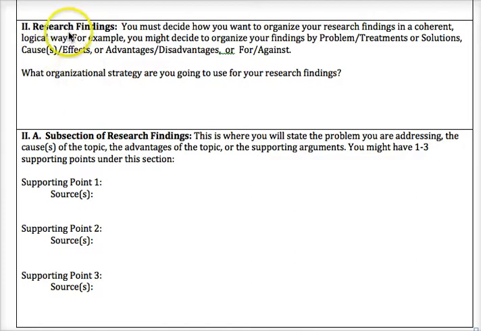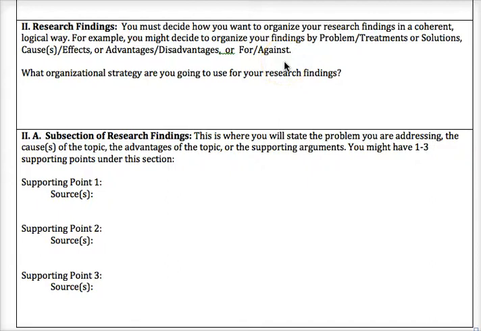And then I'm asking you to organize your research findings. So depending on your topic, there can be different ways to structure research findings in ways that are logical and sequential. So you must decide how you want to organize your research findings in a coherent, logical way. For example, you might decide to organize your findings by problems and treatments or solutions, cause and effect, advantages and disadvantages, or a for and against argument.